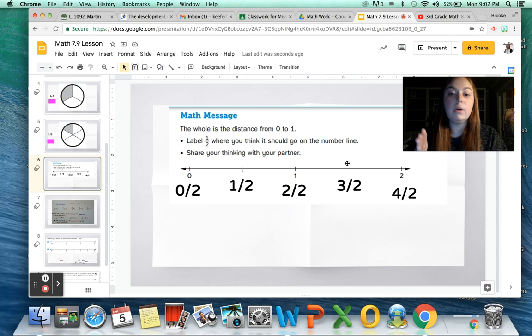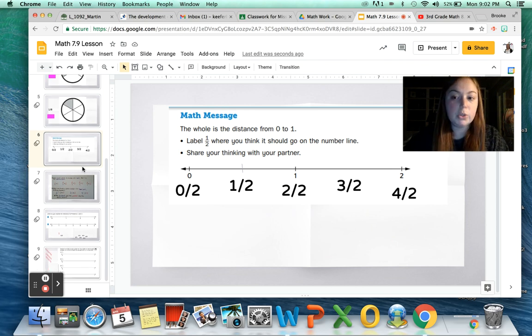But just know it is still halfway, okay? There's still a half here. It's just represented a little bit differently. So that's what we're going to kind of get into next. So the next part of your book is listed as questions 1 and 2 under your math message. So before we get into that, we are going to look at a quick screenshot from a video talking about different ways to represent fractions.